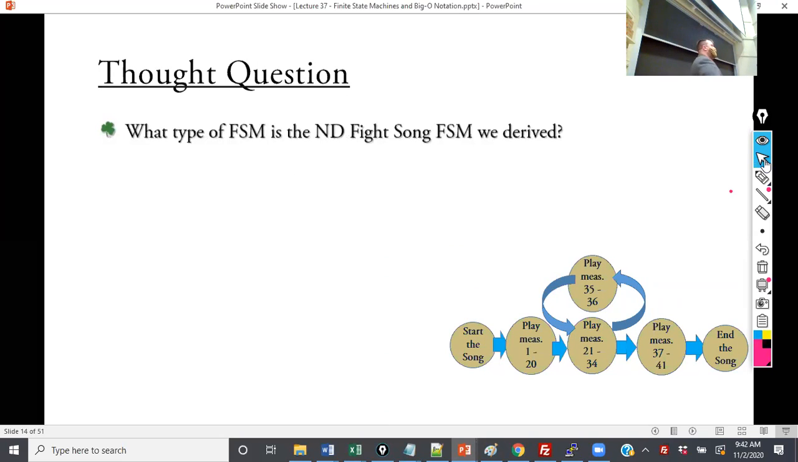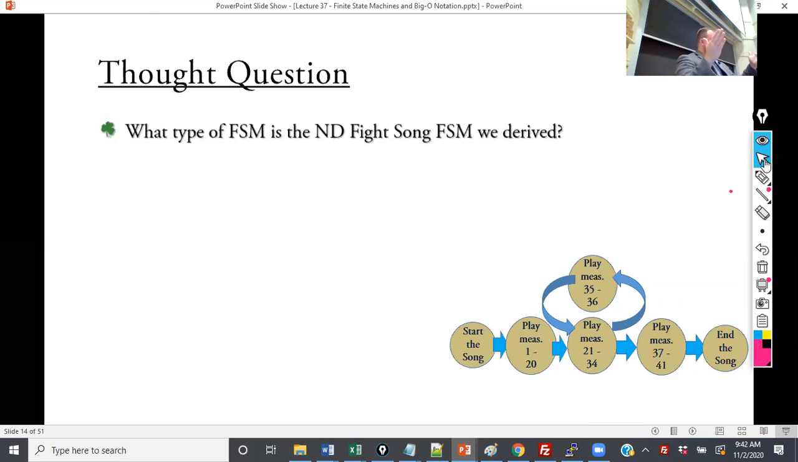So based on these two finite state machines that we've looked at, which type do you think this Notre Dame Flex song FSM that I've been presenting is? Okay, so we have a theory that it's a Moore machine. Is everybody in agreement, or do we have a dissenting voice? Okay, a lot of thumbs up.